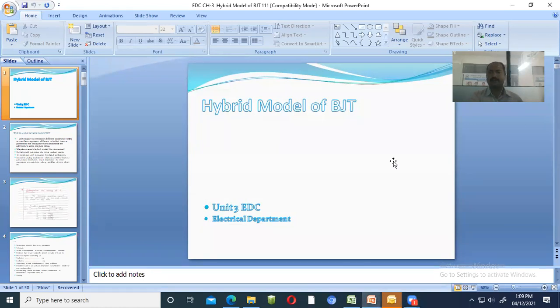See, hybrid model of BJT. Start with the hybrid model of BJT. Why the name hybrid model of BJT? We know that BJT is nothing but a bipolar junction transistor. The name BJT indicates bipolar junction transistor.